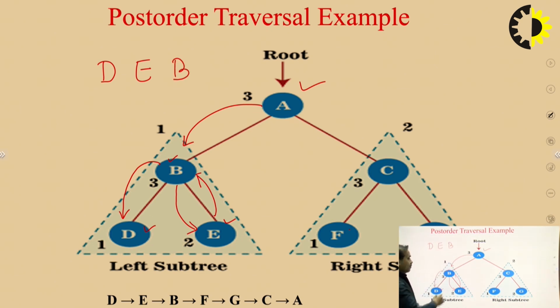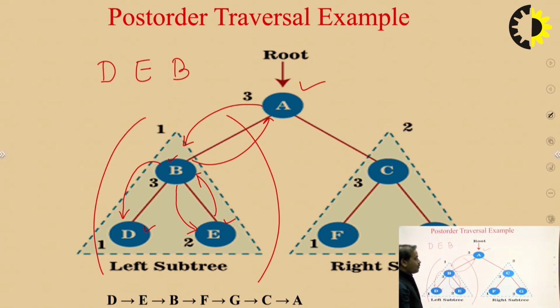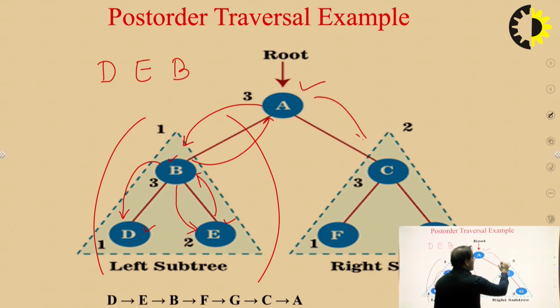Now, move on to the parent of B, and that is A. A is the root. We have processed all of the left subtree of A, so now we have to move on to the right subtree of A. And the right subtree of A starts with C.